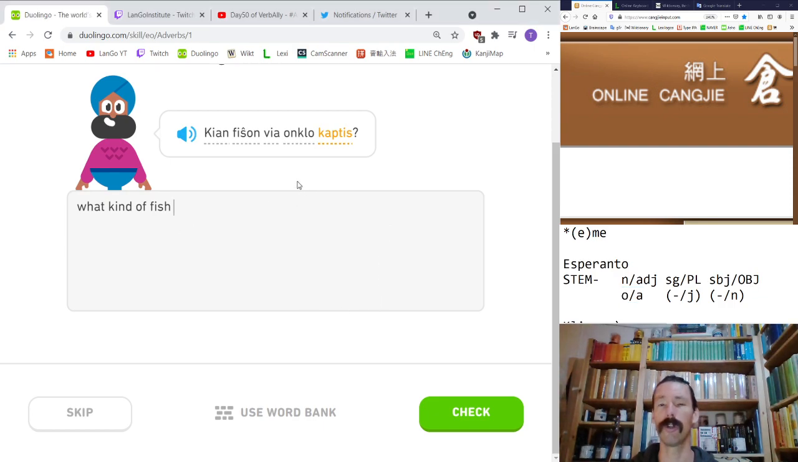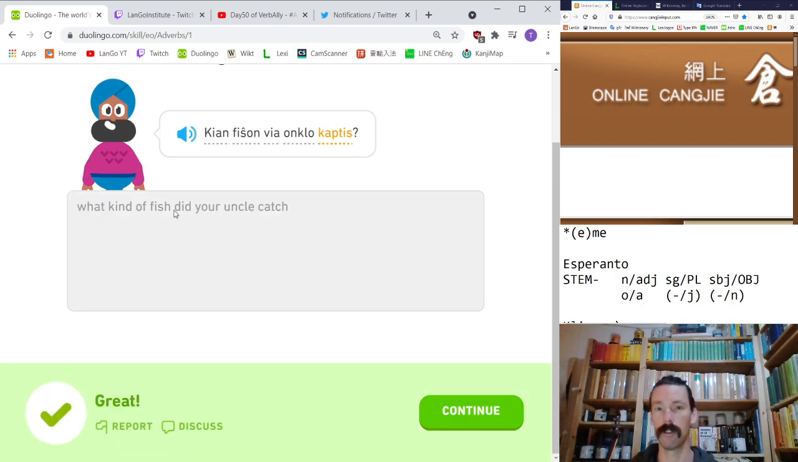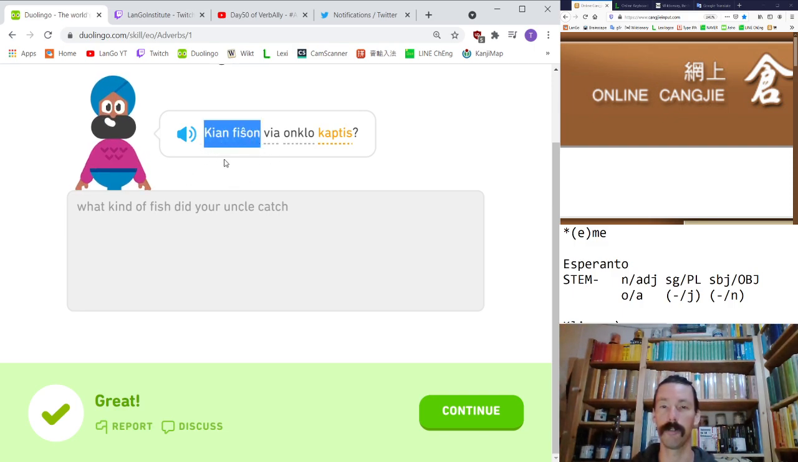And the O or A tells you just its grammatical category. What kind of fish? Onklo, via onklo. Via. Not our, but your uncle. And we need the helping verb in English. What kind of fish did? Kaptis is the past form. Did your uncle catch? What kind of fish did your uncle catch? Kian fiŝon, object noun phrase, unusually at the front here. Via onklo, together a noun phrase for the subject. Kaptis, did catch in the past.